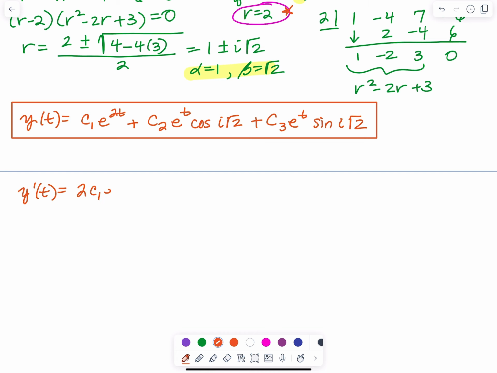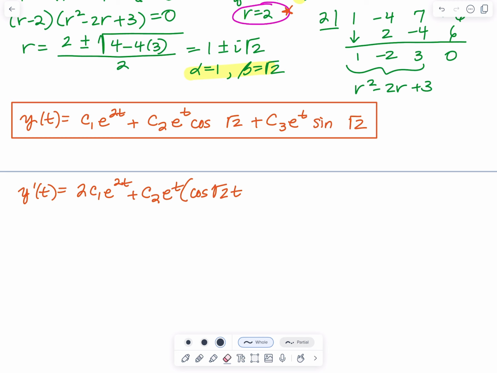Now we will use our initial conditions, and we are going to need quite a few derivatives here. So we're going to need to get y prime and y double prime. I'll give you these simplifications. We have 2c1 e to the 2t, and then we factor out c2 e to the t, and we will have the cosine of the square root of 2 t. I made a mistake and put an i here; those should be t's.